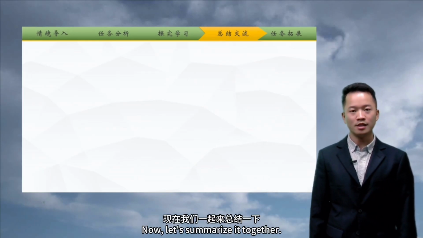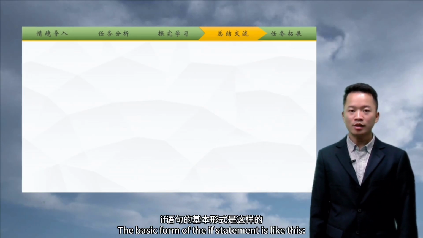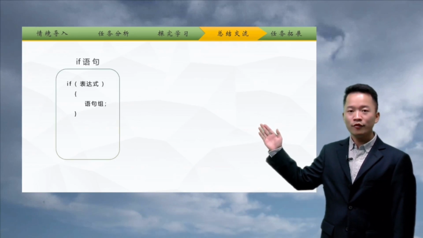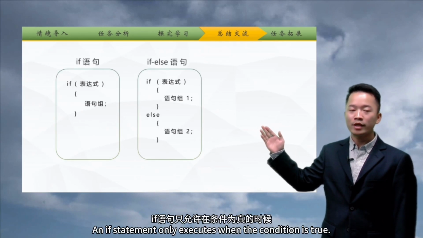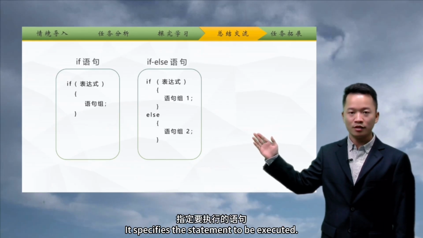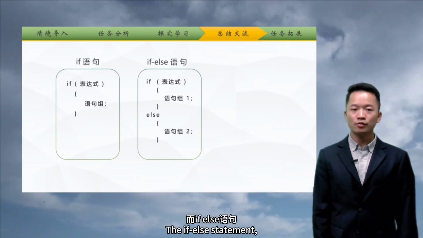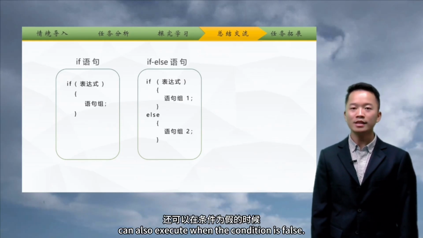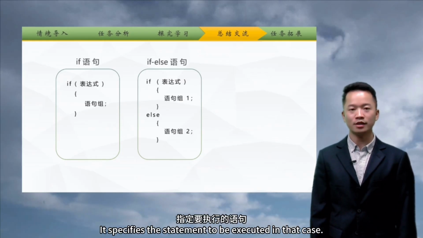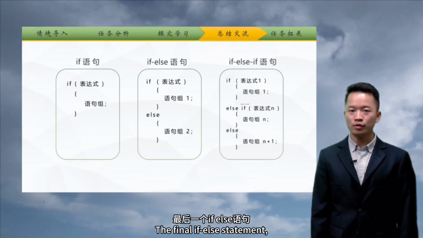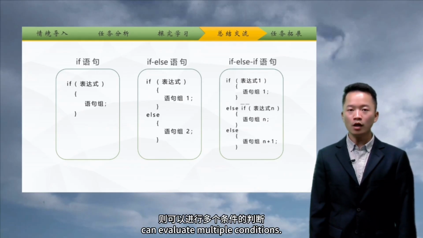Now, let's summarize it together. The basic form of the if statement is like this. An if statement only executes when the condition is true. It specifies the statement to be executed. The if-else statement can also execute when the condition is false. It specifies the statement to be executed in that case. The final if-else if statement can evaluate multiple conditions.